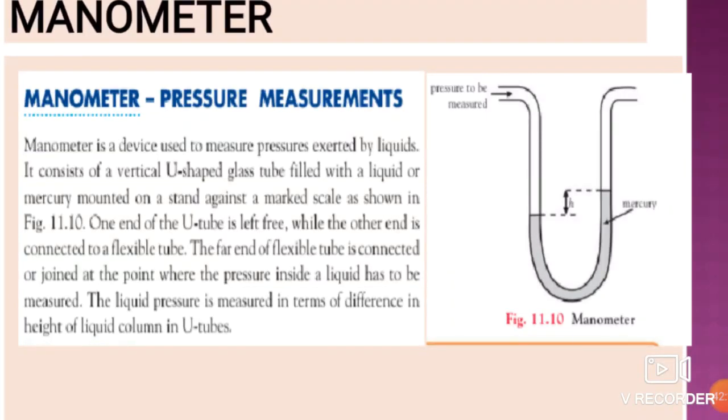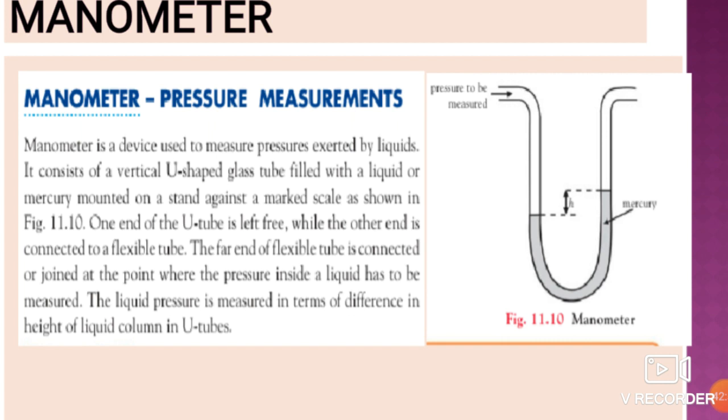Students, the far end of the flexible tube is connected at the point where the pressure inside the liquid has to be measured. Suppose we take water in a container and we have to measure the pressure exerted by that water. Then we place that container, and the tube attached to the other end of this manometer gets dipped in that liquid.